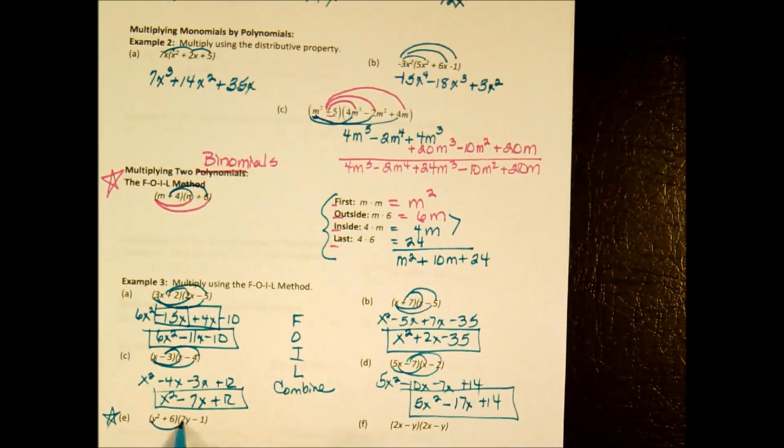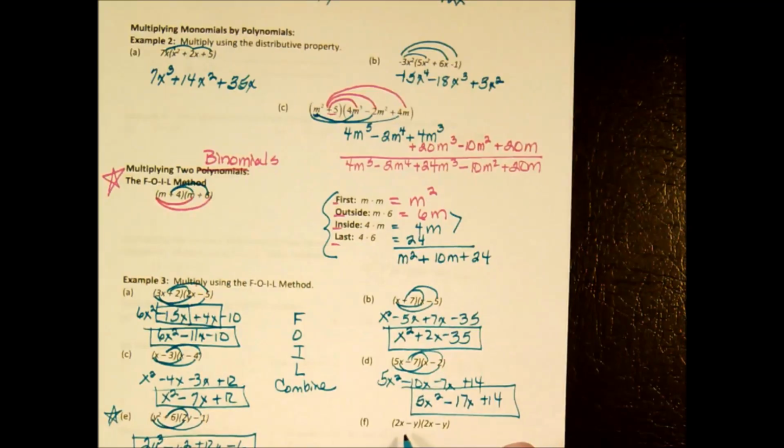First, y squared times 2y is 2y cubed. Outside, y squared times negative 1 is negative y squared. Inside, positive 6 times 2y is positive 12y. And last is negative 6. Now when you look, the O term and the I term are not alike. There's nothing to combine. Those were all 4 different terms. Doesn't happen a lot, but it can happen.